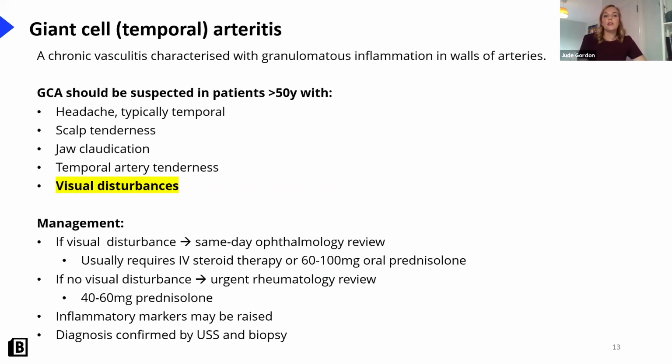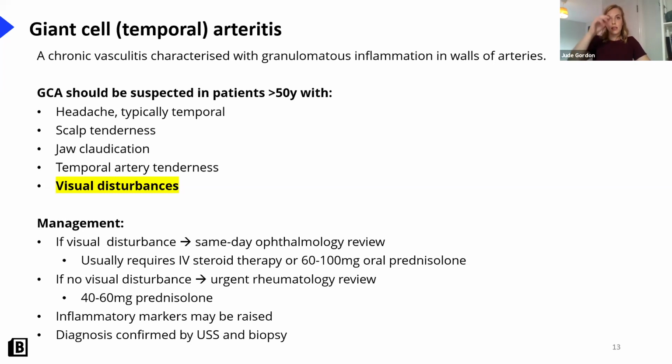So when should you be suspecting it? It tends to only occur in older patients, so you should be thinking about it in patients over 50 with any of the symptoms listed here. Headache is the most common symptom, and it's usually temporal, but it only occurs in about two thirds of people with temporal arteritis. So the absence of headache doesn't mean it can't be temporal arteritis.